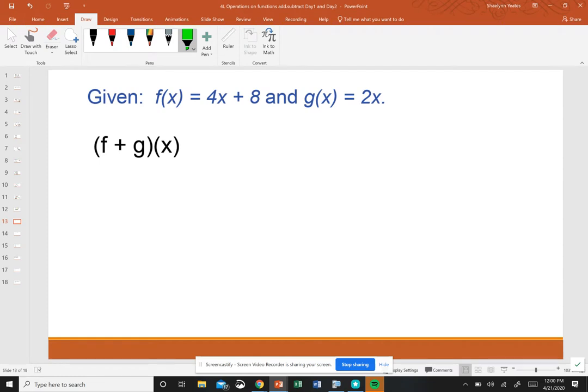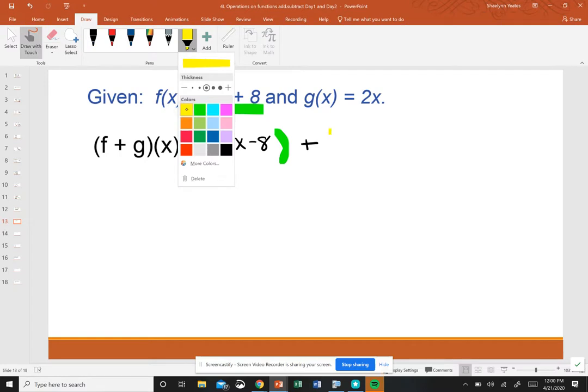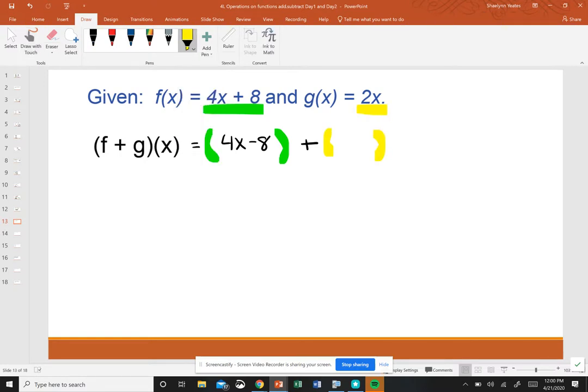Right here, we have f first, so that means we're going to write the f, and it's a plus. So we're going to have our f first, and that's going to be 4x minus 8. And then we're adding. And then we're going to have our g, and that'll be 2x. Because we're adding, there's nothing to distribute.